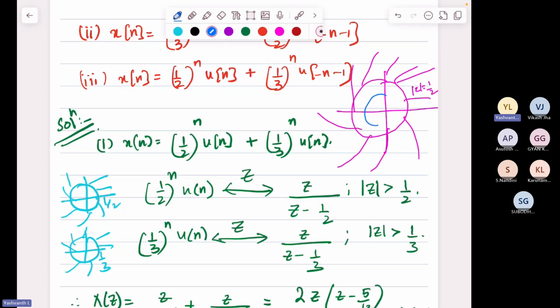So 1 by 3 is less than 1 by 2, so |z| equal to 1 by 3 will lie inside |z| equal to half. And the exterior part of that is |z| greater than 1 by 3. So this is the ROC for the second one.